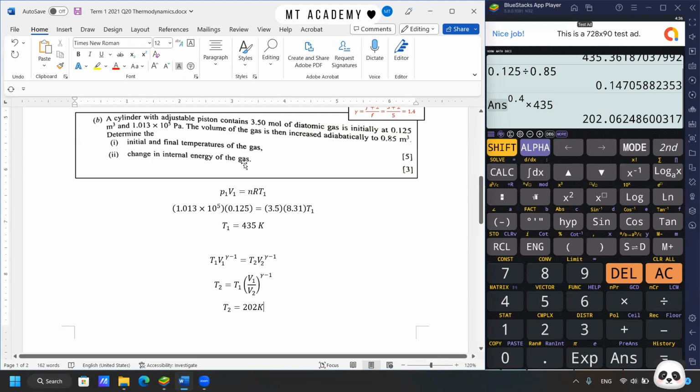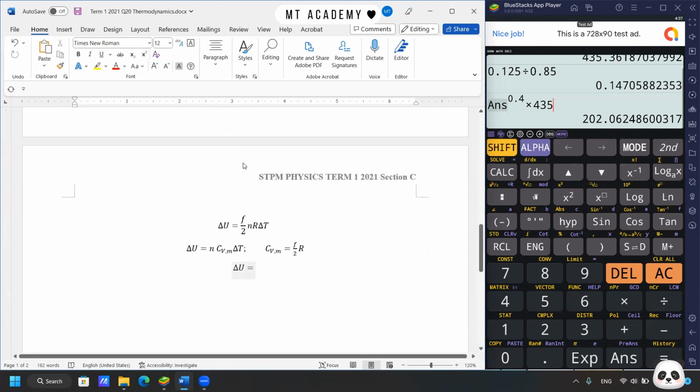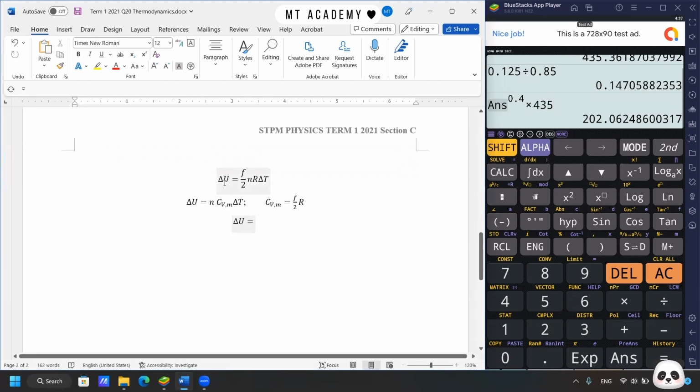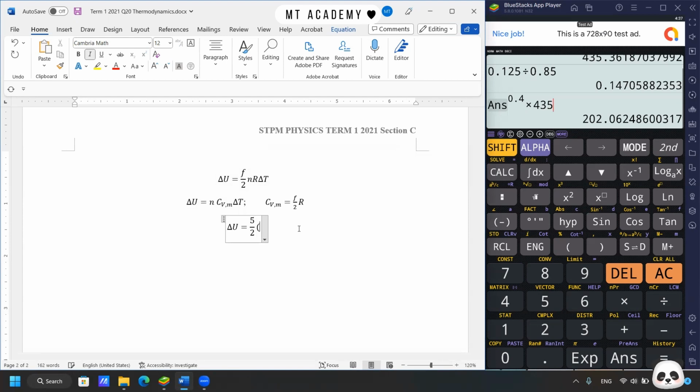Determine the change in internal energy of the gas. We have learned a few equations about this. One of them is nCvΔT, but the molar heat capacity is not given. We have learned how to relate the molar heat capacity to the degree of freedom, that Cv,m is equal to f over 2 R. But we also learned one of the equations from Chapter 9, that delta U is equal to f over 2 nRT. So I guess we can just straight away apply this formula instead of finding the Cv,m. We know that the degree of freedom for diatomic gas is 5, so 5 over 2, multiplied by the number of mole, 3.5, the gas constant 8.31, and the change in temperature, the final minus the initial temperature.